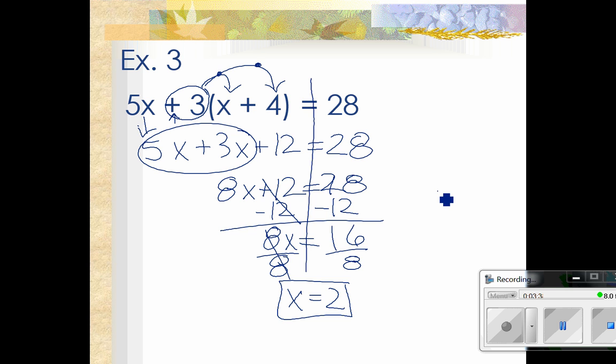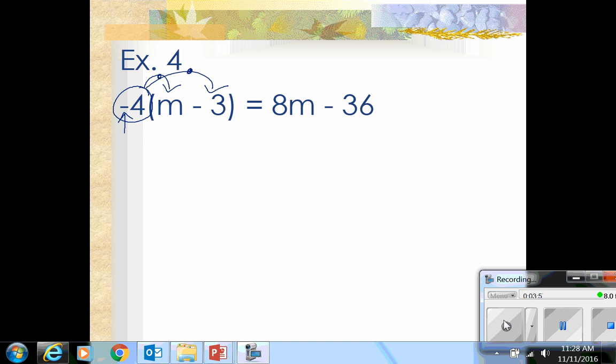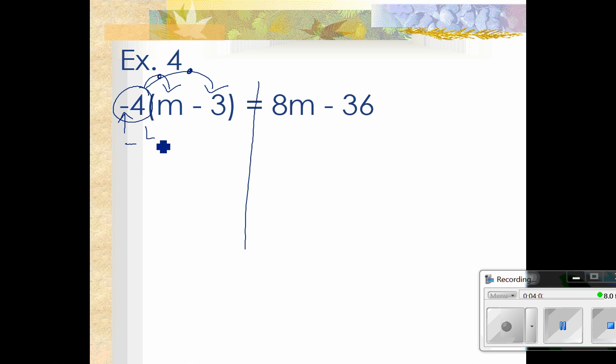The next problem is example 4. The strategy we're using again is circling what's in front of the parentheses to distribute. Make sure you circle the symbol that is in front because especially with a negative, it's going to make it very different. When we distribute the negative 4, we have negative 4m, and then because we're multiplying negative 4 and negative 3, we get positive 12, so that you have to be very careful of. Bring down 8m minus 36.